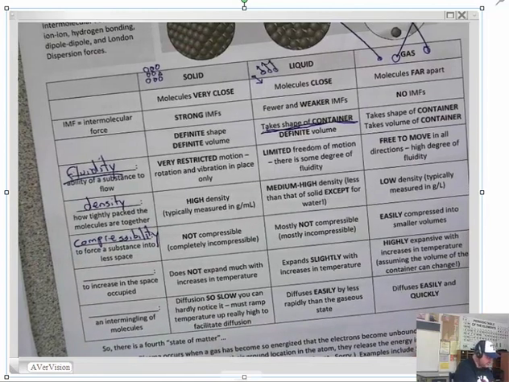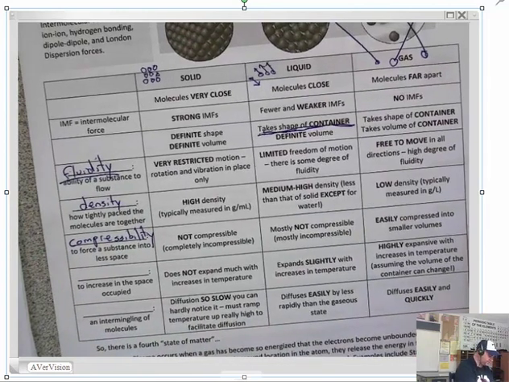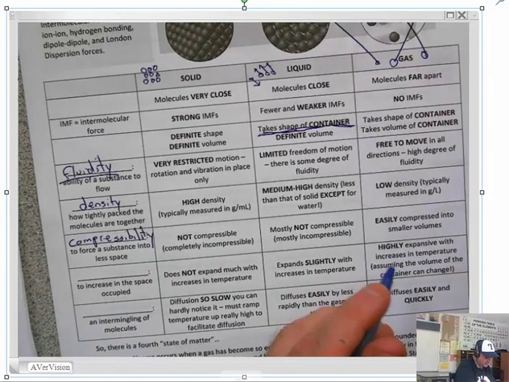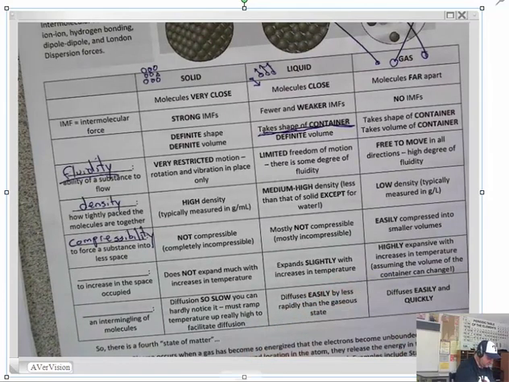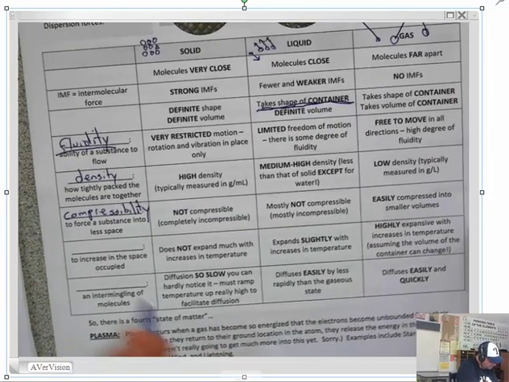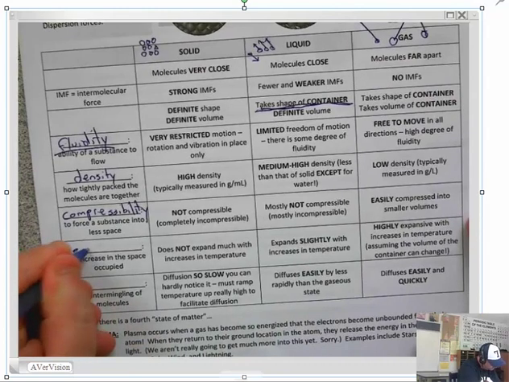Solids are not compressible at all. If you try to compress a solid, it just breaks in your hand, so you can't compress it. You try to compress a liquid, it goes between your fingers. And gases are easy to compress due to their small volumes. Okay, expansion.